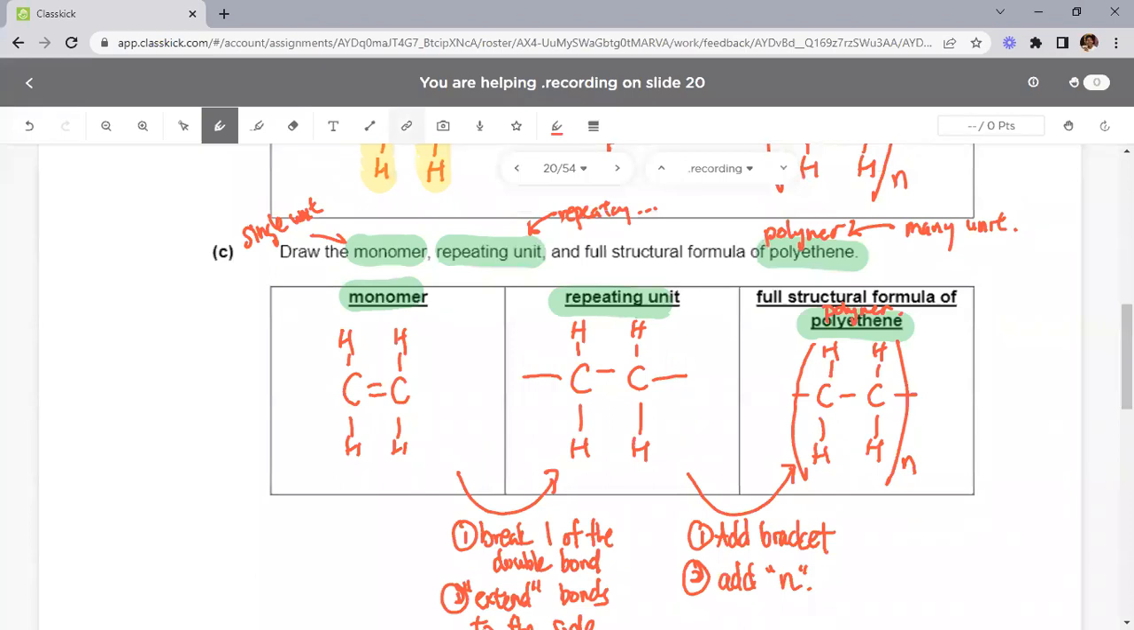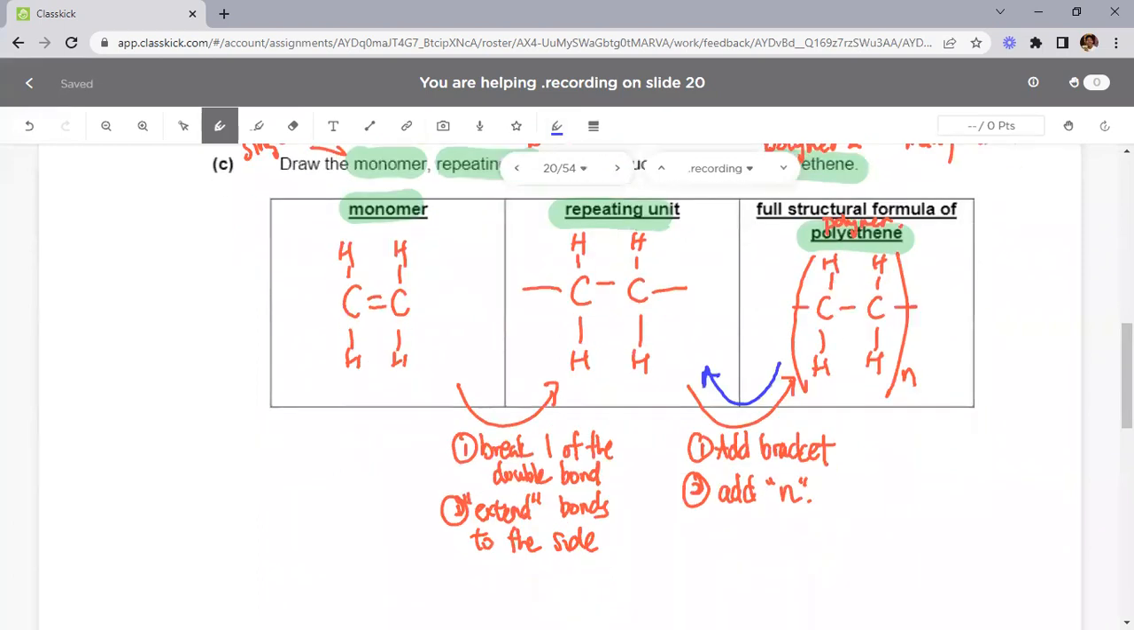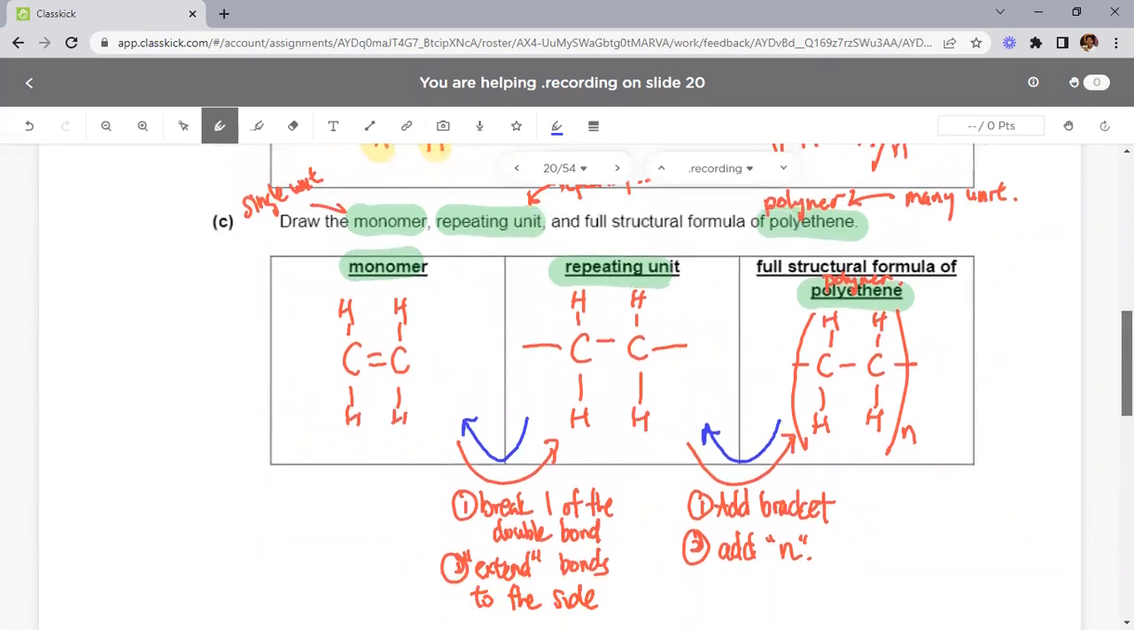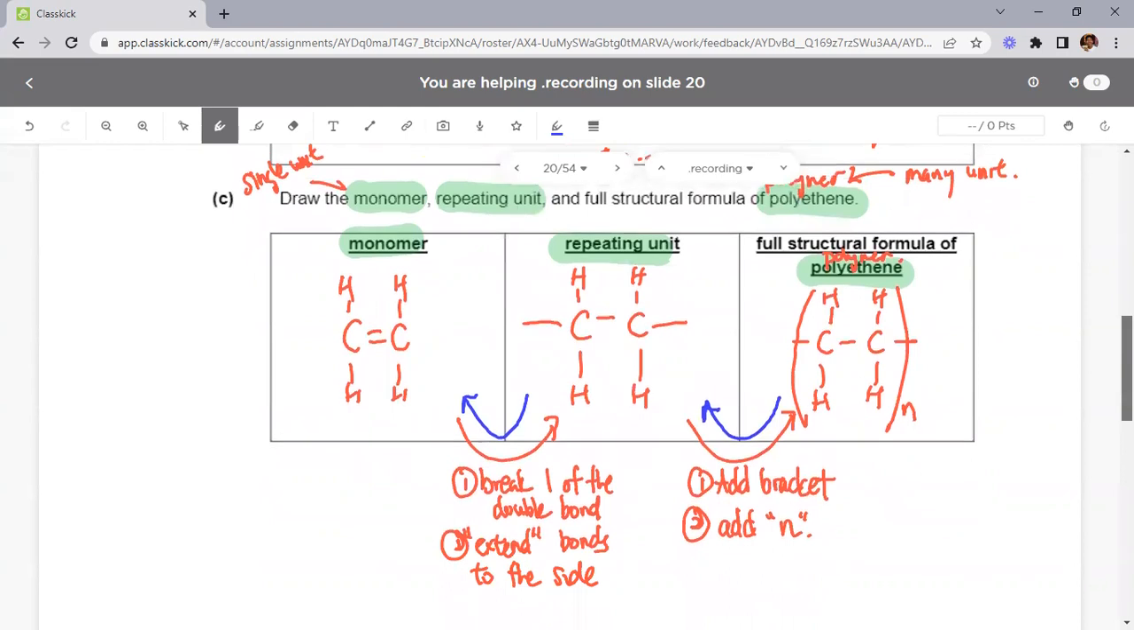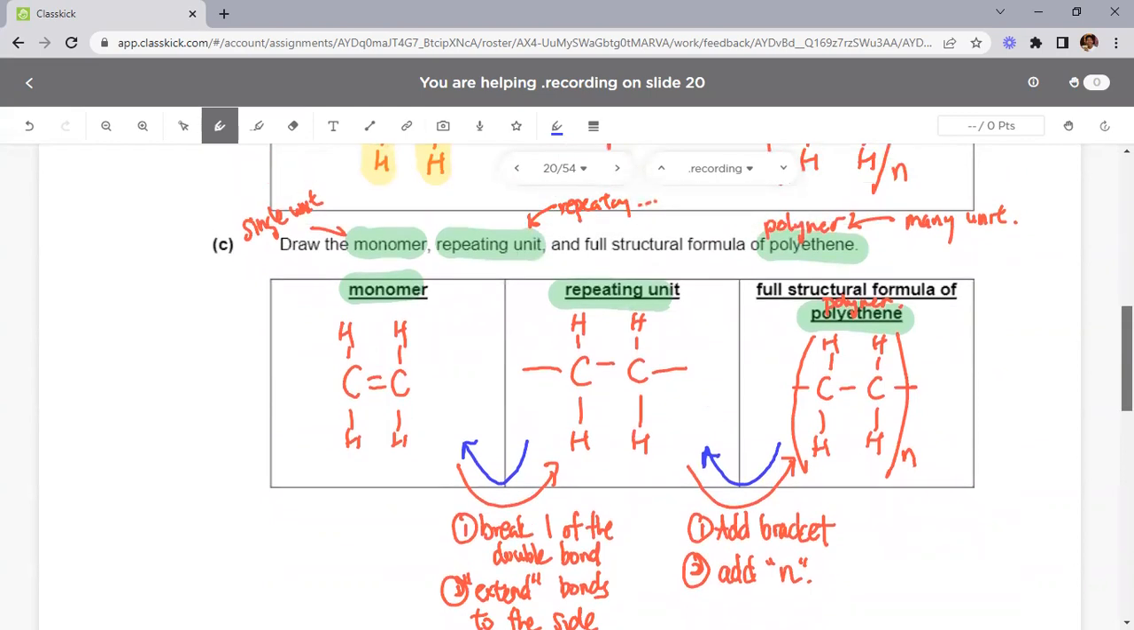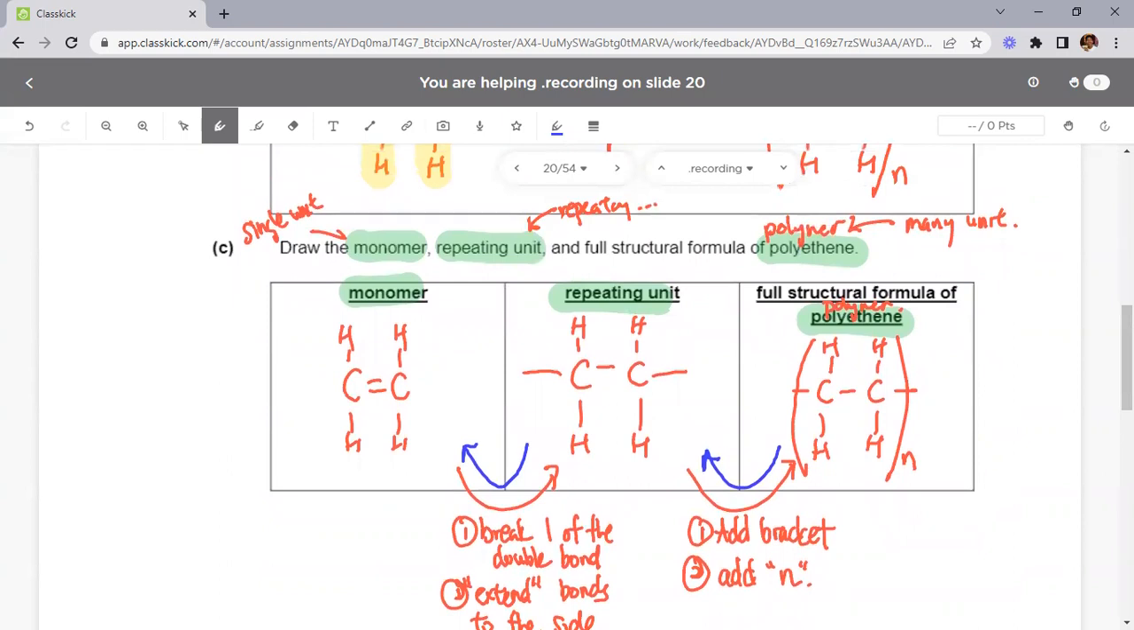And of course, you can reverse it. If I have a polymer, I can find the repeating unit by removing the bracket and the n. I can have the repeating unit become the monomer by removing the bonds to the side and forming back the double bond in the middle. So these are the steps to find out the monomer, repeating unit, and the full structural formula of polyethylene.